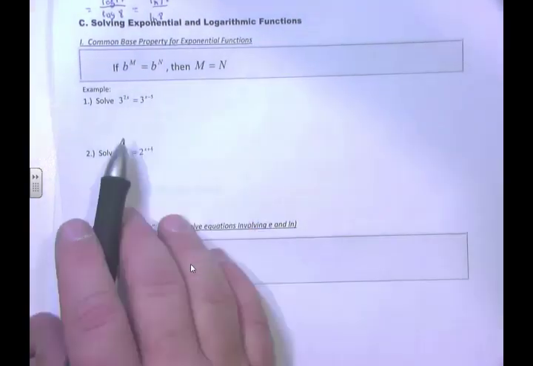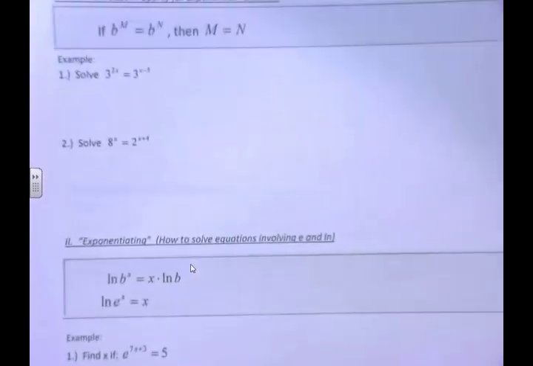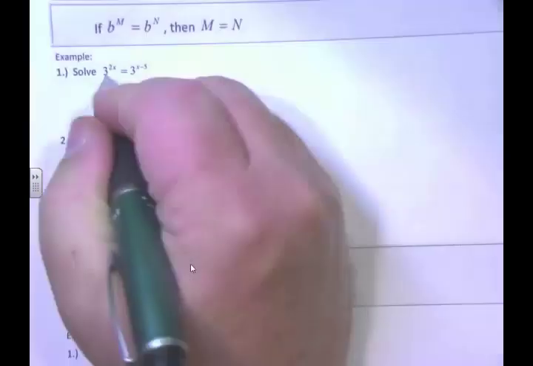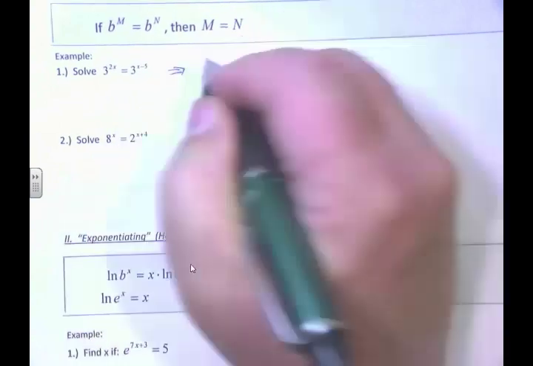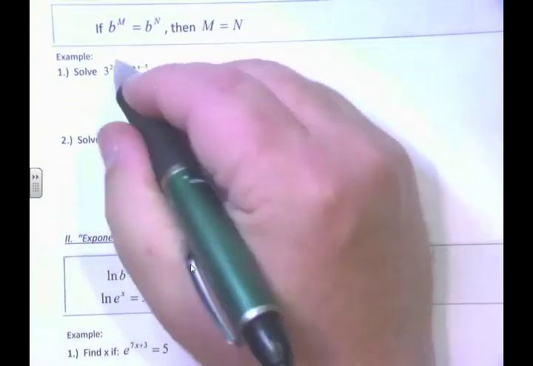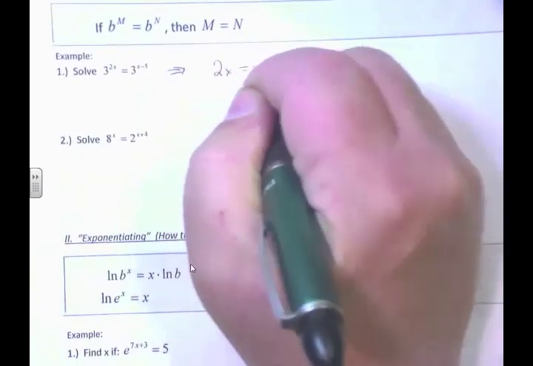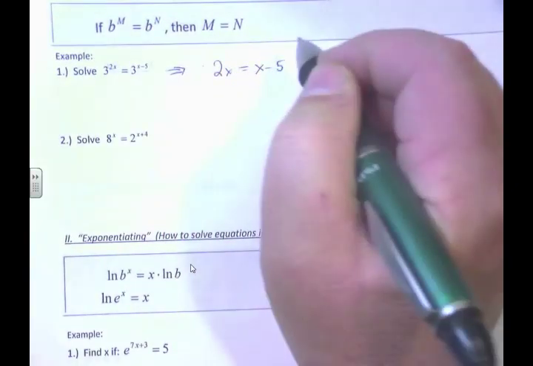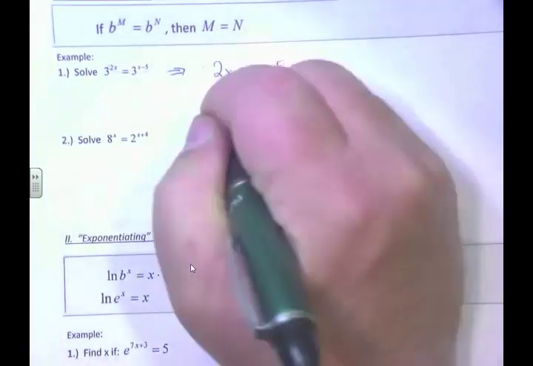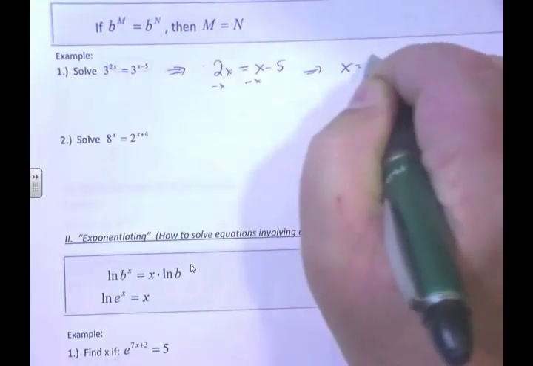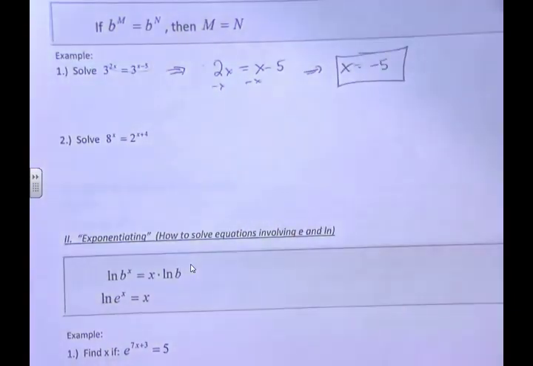So in this particular case, this one's not bad. Straight up, I've got 3 raised to the 2x is equal to 3 raised to the x minus 5. If the bases are equal, what does that imply? Well, the bases kind of cancel, but that actually means that the exponents are equal. The 2x has to be equal to x minus 5, and that makes it easy to solve for. Subtract x from both sides, and what do we get for x? x is equal to -5. A nice, easy answer.